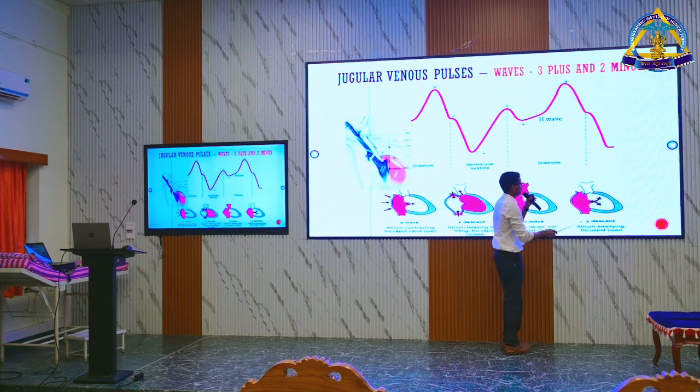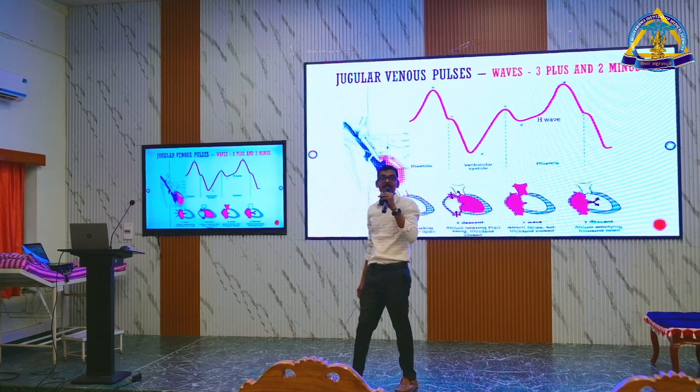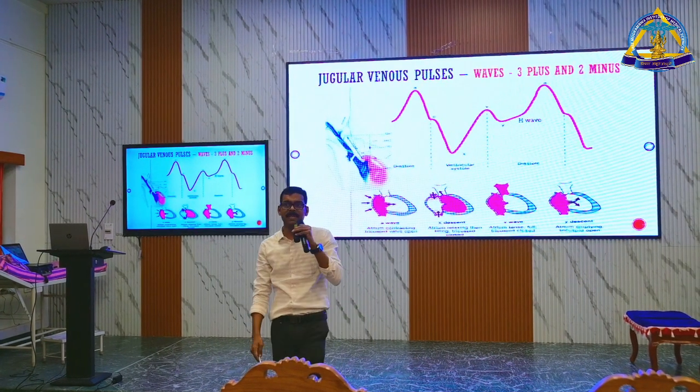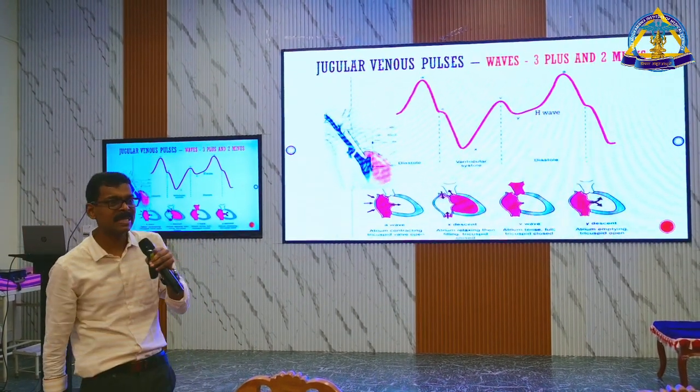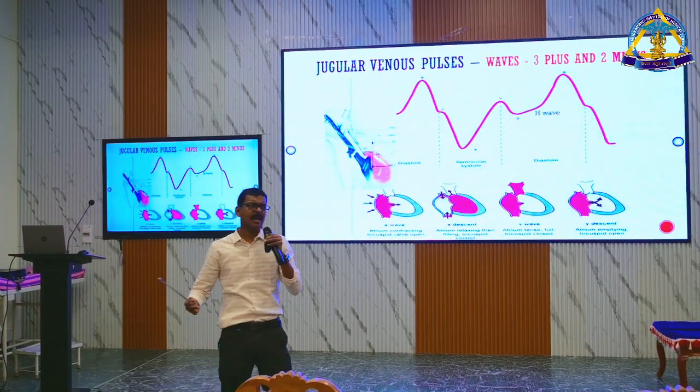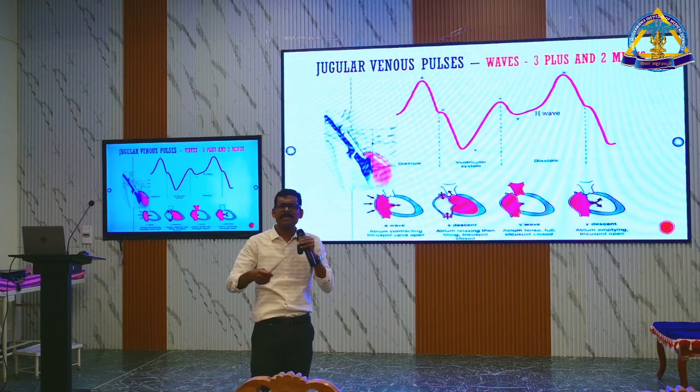The Y descent. Tricuspid valve open, the whole thing goes into that. So Y descent stands for what? Emptying. Atrial emptying. Empty, there is a Y. You understand? So it's very simple. I think I have made it so simple. It's very difficult to remember, so just remember this way.